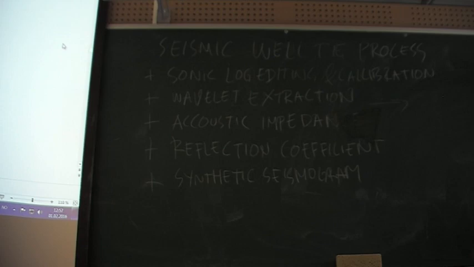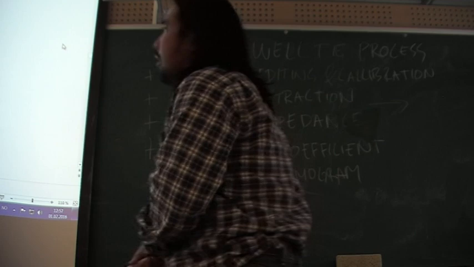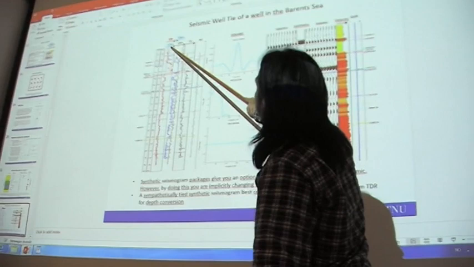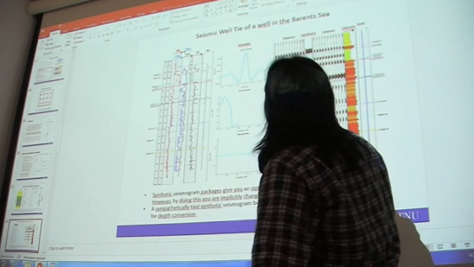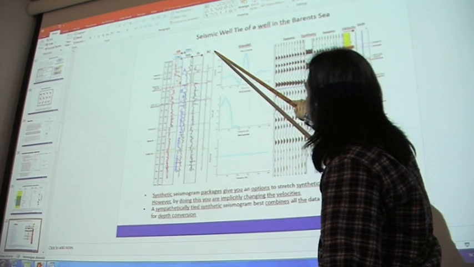Then I want to give you one example from wells in the Barents Sea. Here we have time, and this is depth in TVD subsea. Then we have this gamma ray and caliper. This caliper is to control your sonic log. And you have sonic and density. I'm doing this in Petrel. Then you calculate this acoustic impedance here, and then you calculate this reflection coefficient here.